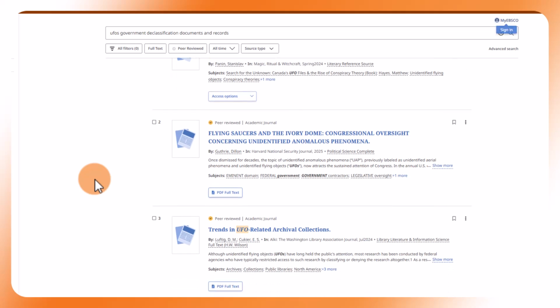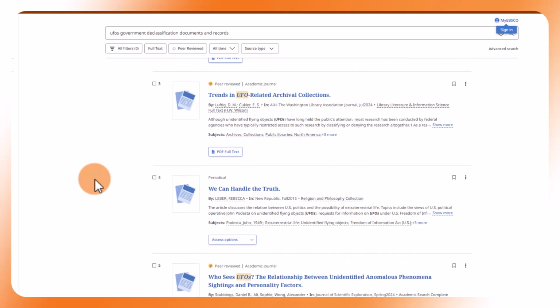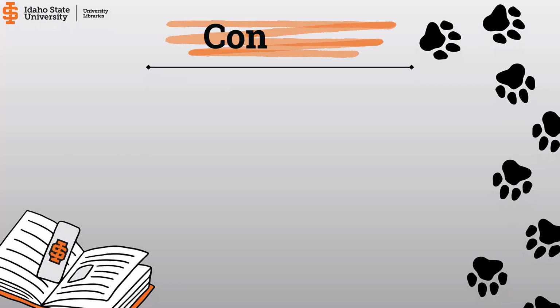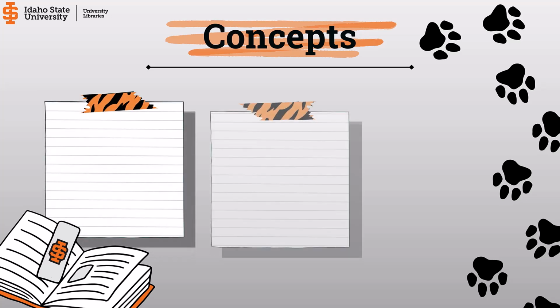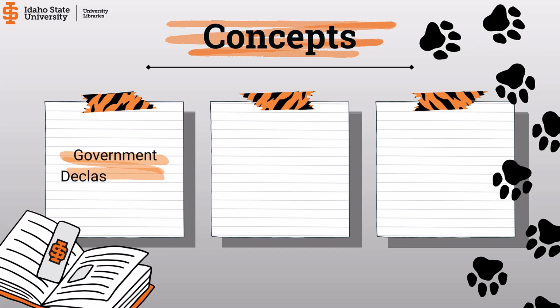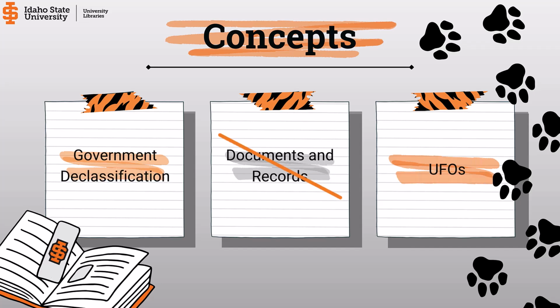When we searched our concepts in OneSearch, we realized that one of them could be too broad. Now, if you do a test search and only find a few articles, or the results aren't relevant or specific enough, then you can drop a concept, maybe the one you think is least essential. In this case, I've decided to drop documents and records.